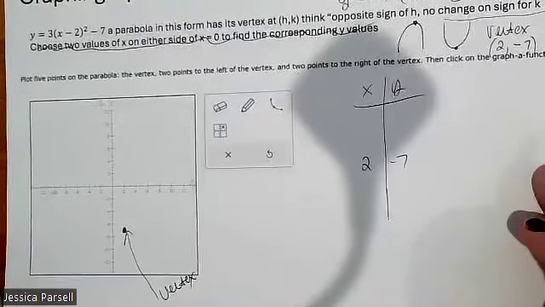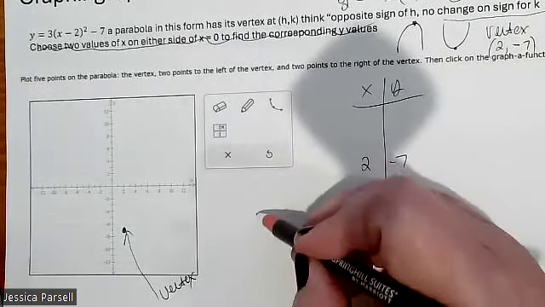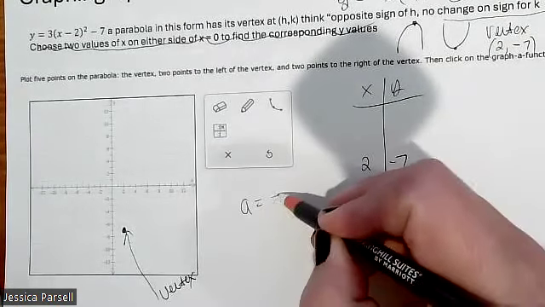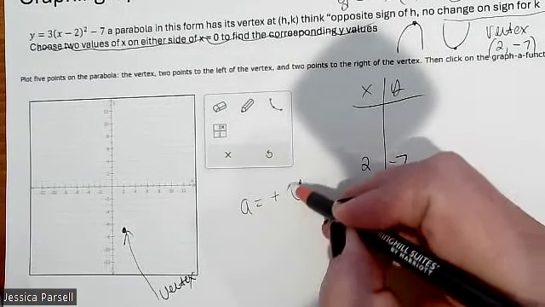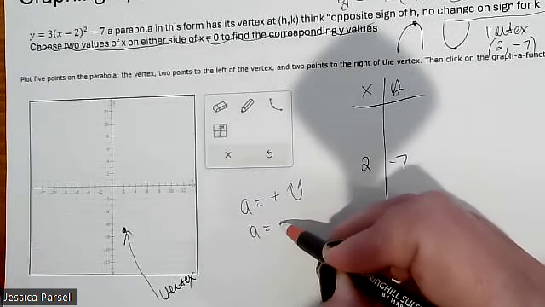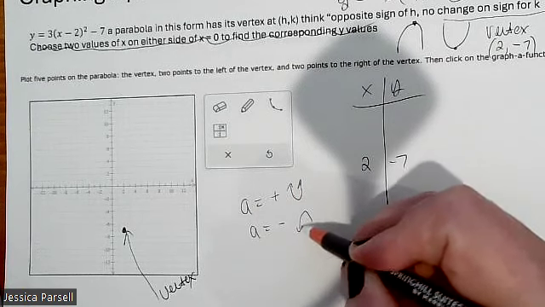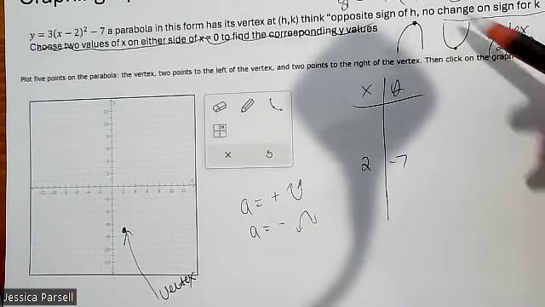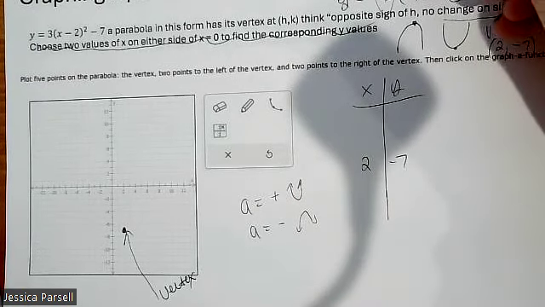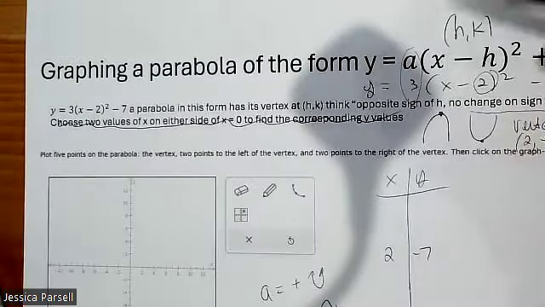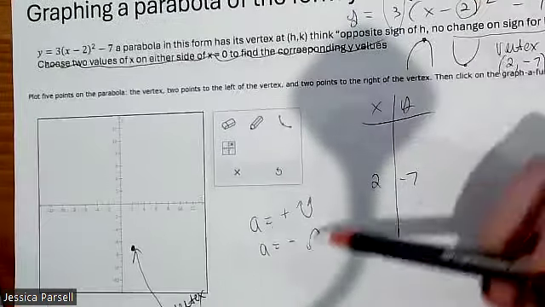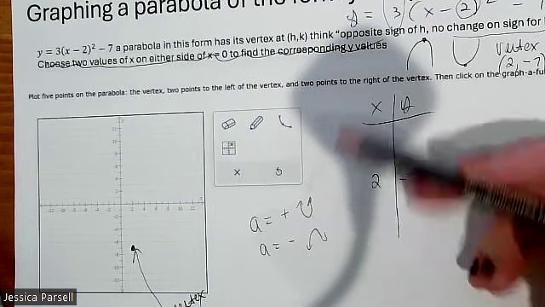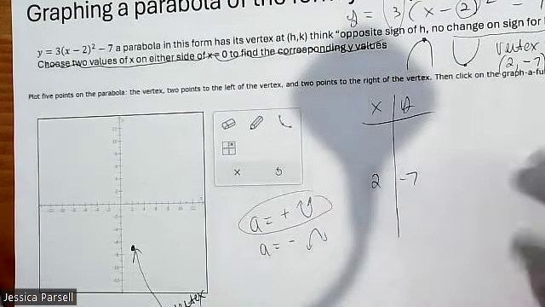On the last example, I think I gave a hint that if your a value is positive, your parabola is going to face up. If your a value is negative, it's going to face down. Our a value here is +3. Let me go up here and show you that. +3. So because it's a positive, we know this is going to face up. So it's going to be this one here.